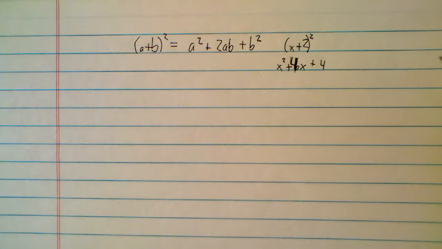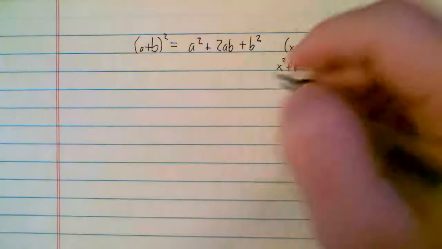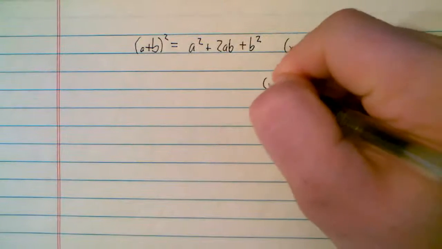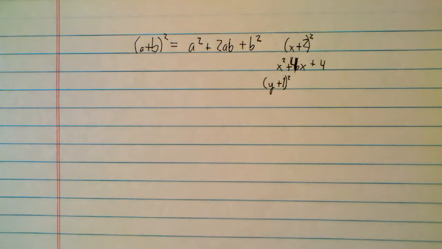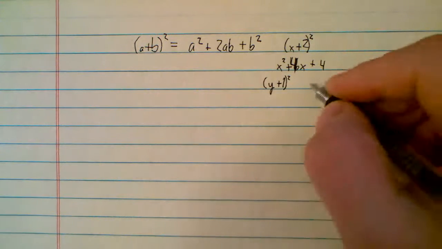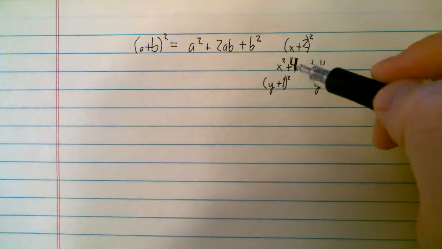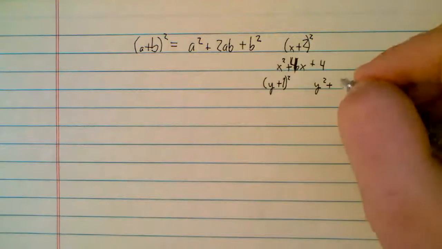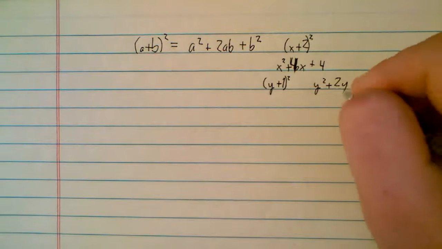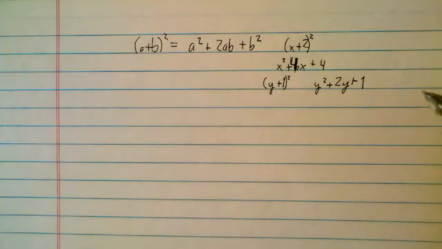So let's look at an example. That probably wasn't very clear. We'll go with the example y plus 1 squared. We don't have to go through and FOIL this whole thing out. That's why this is a little trick. So we know it's y squared plus 2 times a, y, times b, 1. So 2 times 1 is 2y, plus b squared is still 1. So that's how we'd solve that out using this method.